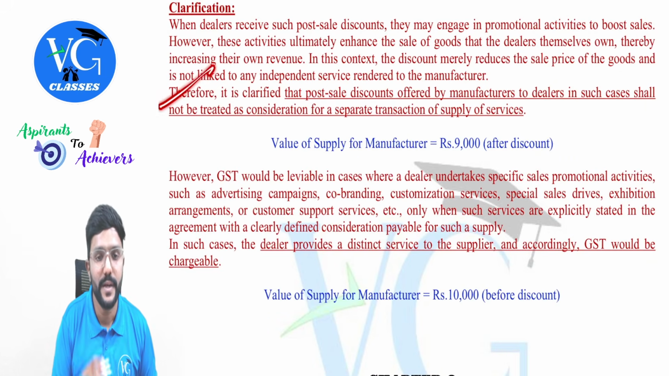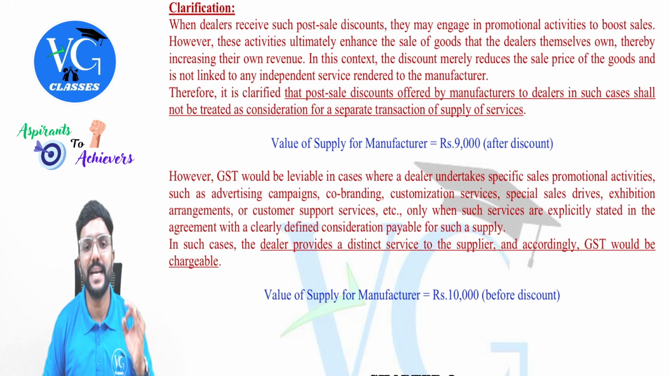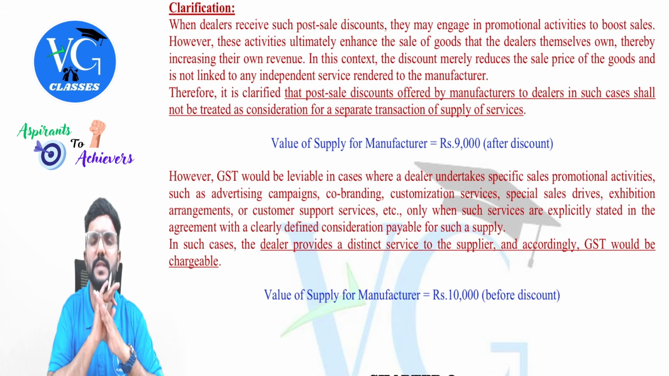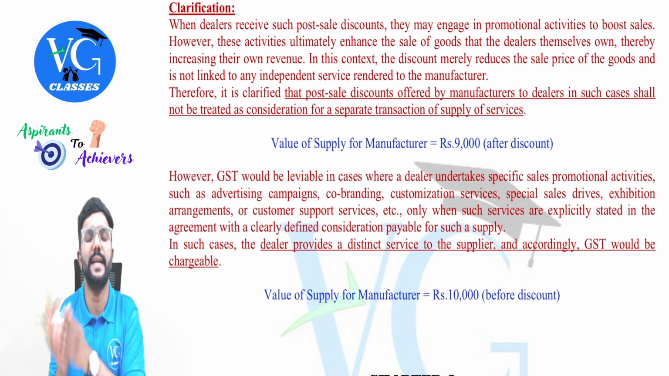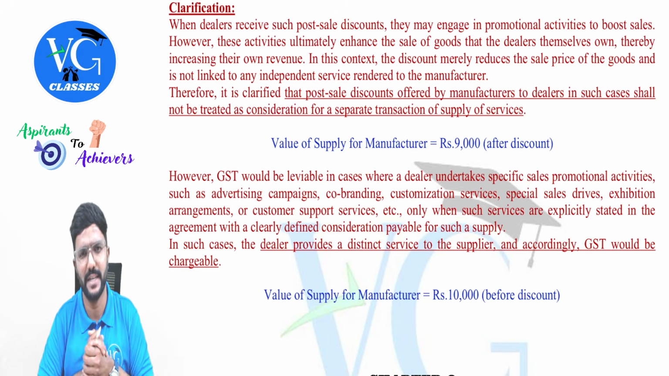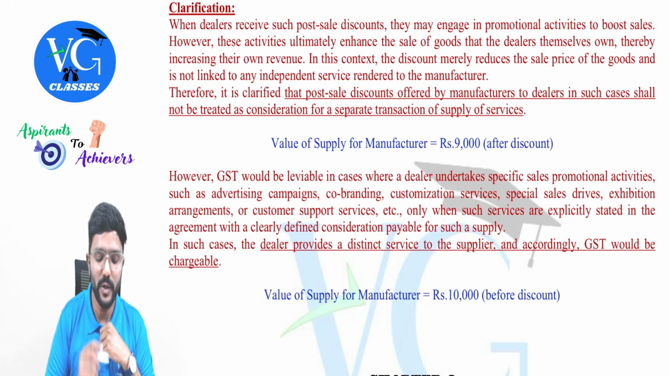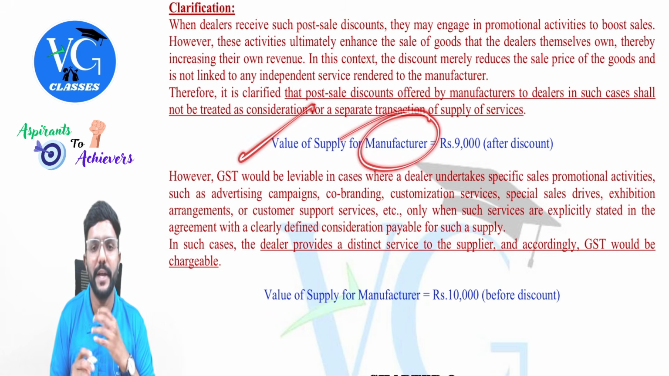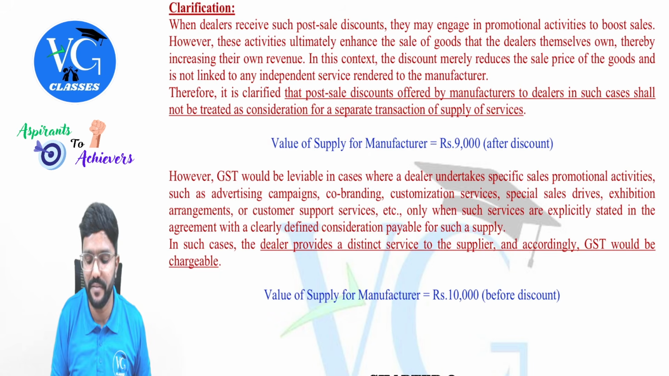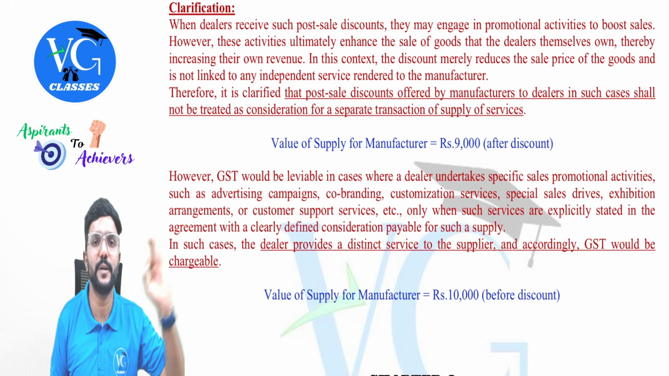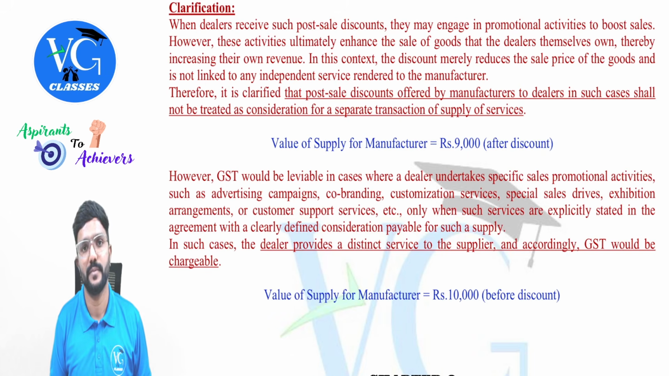Therefore, it is clarified that the post-sale discounts offered by the manufacturer to the dealers in such cases shall not be treated as consideration for a separate transaction of supply of services. So there is no separate supply of services between the dealer and manufacturer, guys. It is just a normal business activity. Is that clear? So what would be the value of supply to the manufacturer? It would be 9,000. Assume 10% discount is given, so it would be 9,000. Clear? In simple, we need to take the value of supply to the manufacturer after discount.